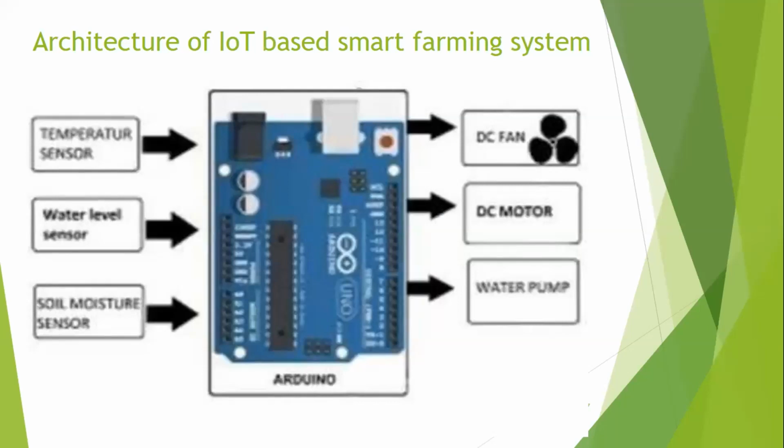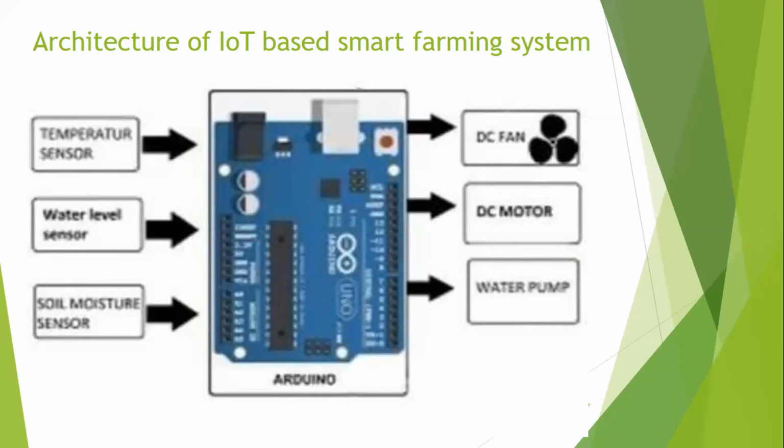In the Arduino system, we are going to place the temperature sensor, water level sensor, and soil moisture sensor. Using this, we are able to observe the output in terms of the fan, and then we are able to use the DC motor and the water pump. Based on the temperature and water level, the water pump is going to activate depending upon the need of water required for the particular soil.